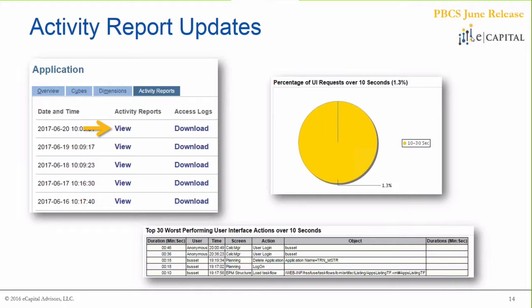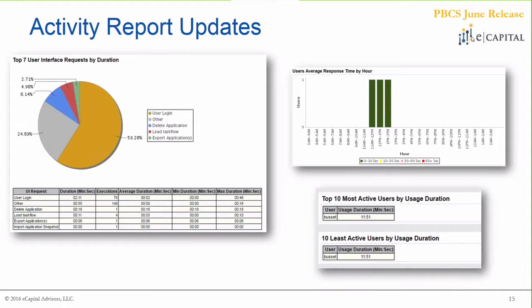This other screenshot is actually the top 30 worst performing user interface actions over 10 seconds. So just more of a consolidated list there, just a snapshot of some of those components on that list. Kind of gives you an idea of some of the different options. We have a couple other ones on the next slide here too. So this top 7 user interface requests by duration there, this is new this month. So it kind of breaks things out into different types of activities. So in this case, you'll see user login, delete application, export application. So a lot of different things going on in our test environment here. That might be a little atypical of a production environment, but you kind of get the concept here of how you're able to track these different activities.